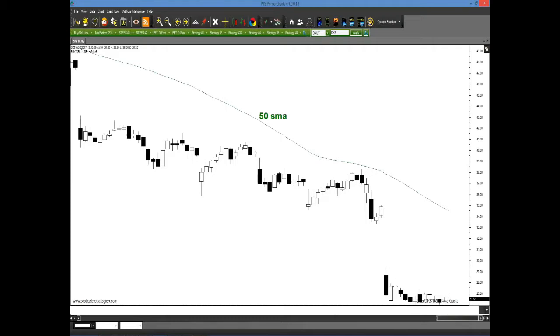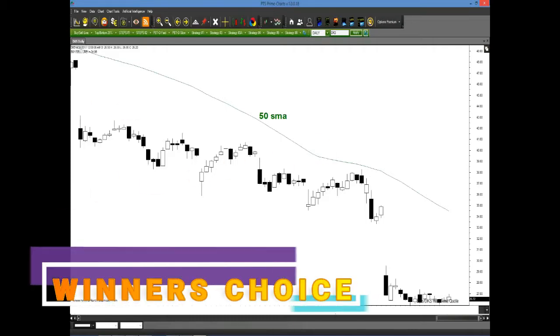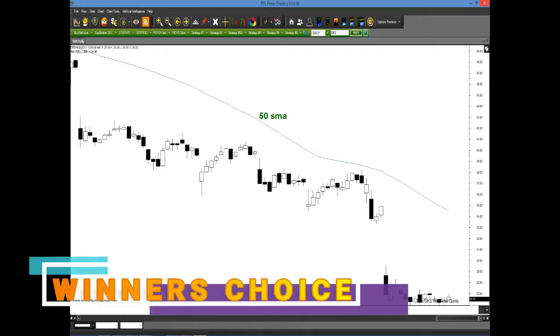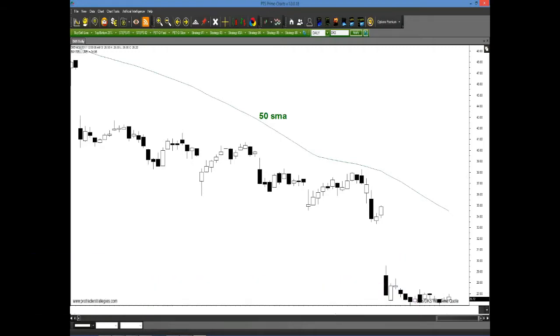And the beauty of it is that it doesn't cost you anything. I'm not here to sell you some $10,000 system. You can start doing this right now. Whatever platform you have, I'm sure has the capability to generate moving averages. Just plot a 50-period simple moving average.